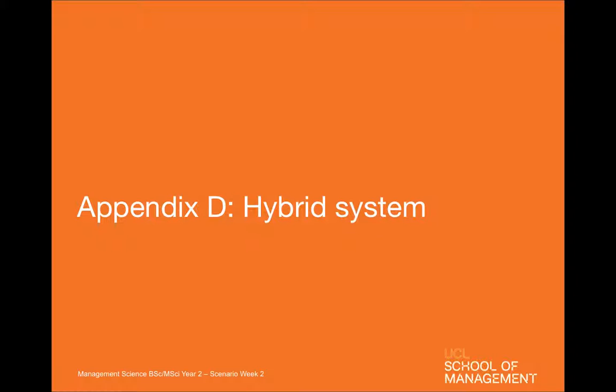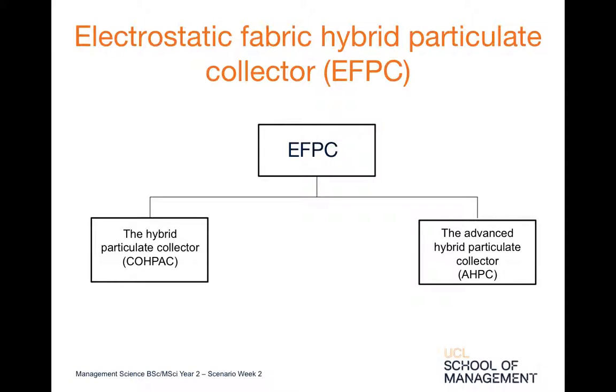Appendix D is about hybrid systems. The official name of hybrid system is Electrostatic Fabric Hybrid Particulate Collector, EFPC, and is currently divided in two types, the hybrid particulate collector and the advanced hybrid particulate collector. The main difference between the two is that the AHPC has a more complex structure in which the gas flow goes through a porous collecting plate before going through the fabric filter.